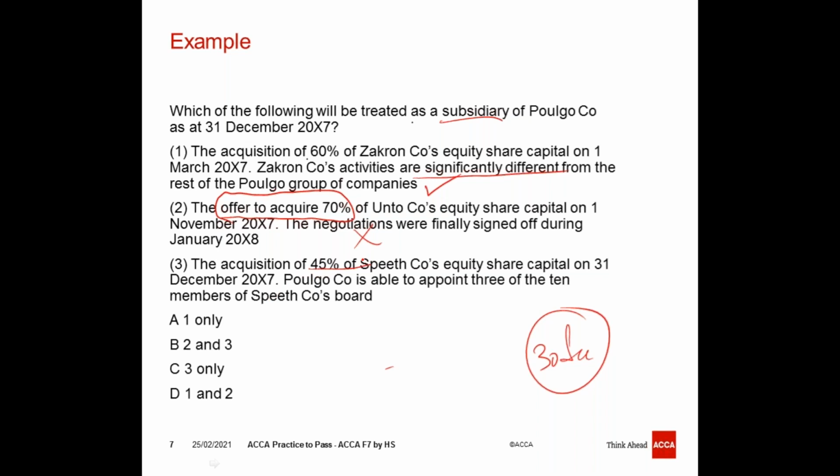The acquisition of the 45% equity shares is able to appoint 3 out of 10. So you will be in a position to appoint or remove a minority of the directors rather than the majority. So that is significant influence, but it's not control. So that's why 3 is wrong. So the answer will be A.